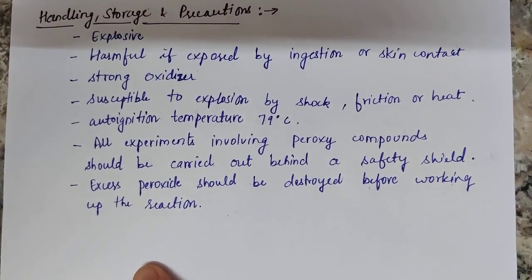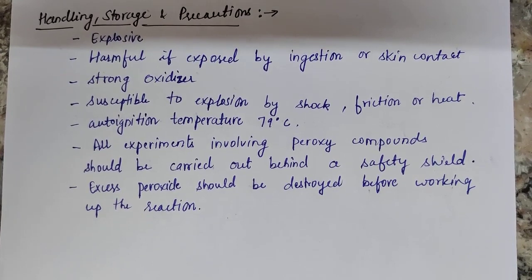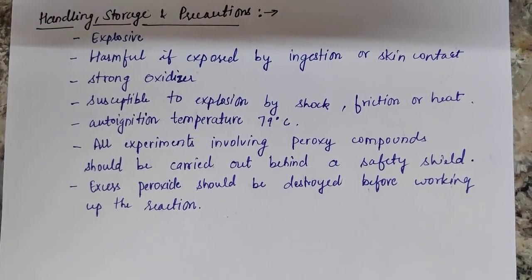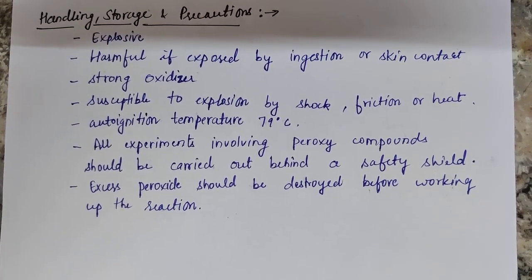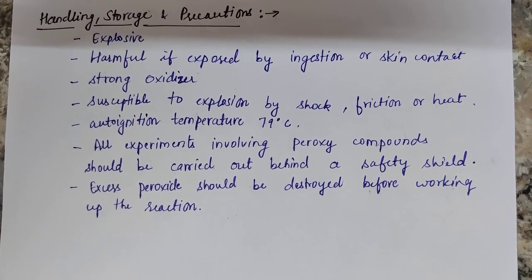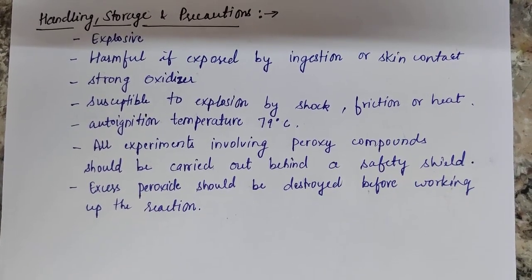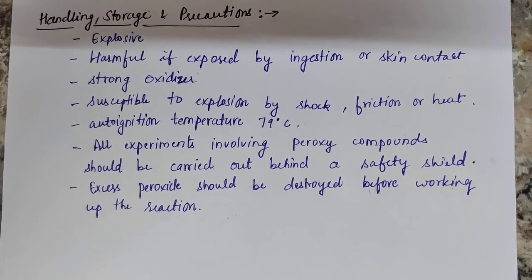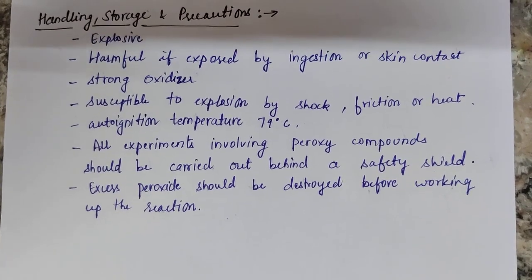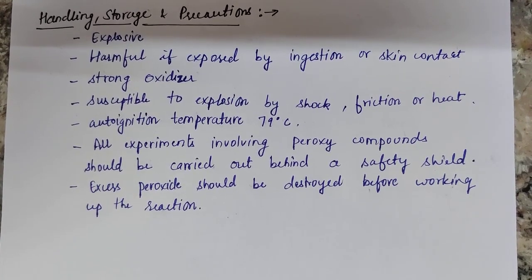And before working up the reaction, excess peroxide should be destroyed. For example, if we performed some reaction and we used peroxide, we obtained some compound, and now we want to further react that compound. We want to perform some other reaction on that compound. So first we have to make sure that all the radical species are removed from that compound. None of them is present as an impurity. Otherwise our reaction could get explosive. So before working up the reaction, we have to make sure that all the peroxides are destroyed.